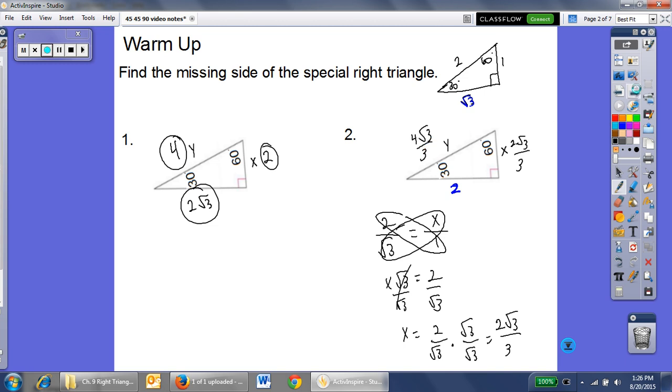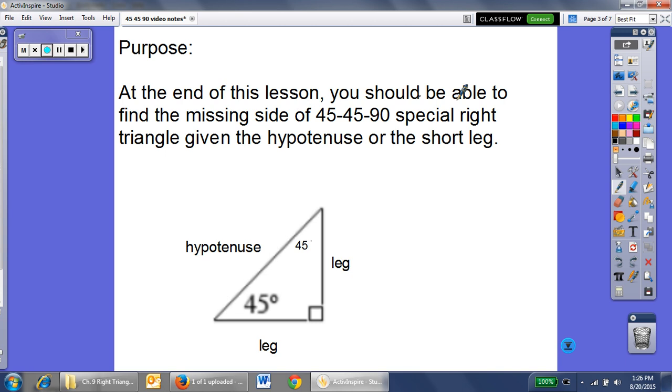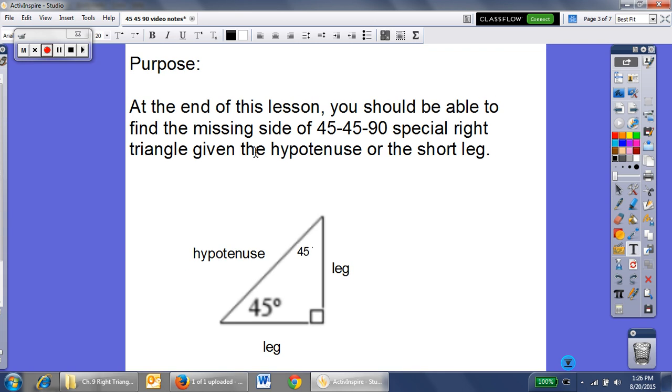Alright, so at the end of this lesson, you should be able to find the missing side of a 45, 45, 90 special right triangle given either of the legs. So in this case, let me change this, given the hypotenuse or the leg. Notice I'm taking out the word short because when we have a 45, 45, 90 triangle, the legs are exactly the same. One is not any longer than the other ones because the base angles are the same.